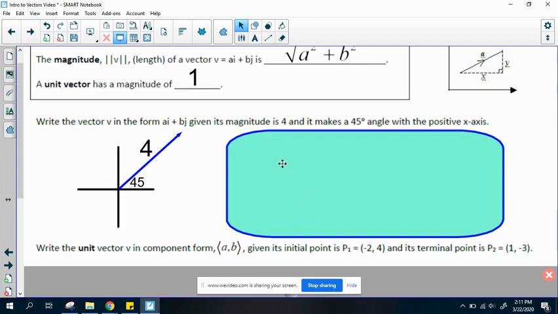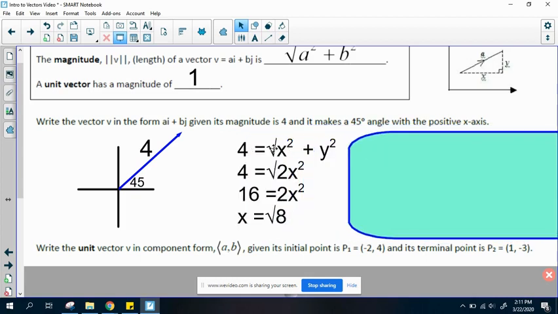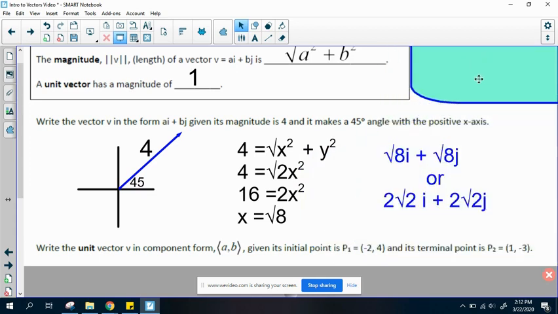But because it's 45, I know that the length is going to equal the square root of however far on the x and however far on the y, squared. Since it's 45 degrees, x and y have to be the same thing. So I have 2x squared, and if I square both sides, I get 16 divided by 2 is 8, and then take the square root, I get square root of 8. Or if you think about the unit circle, it's just root 2 over 2, but I need a length of 4. Okay, so the correct answer should be this.